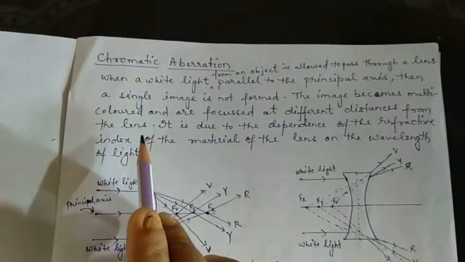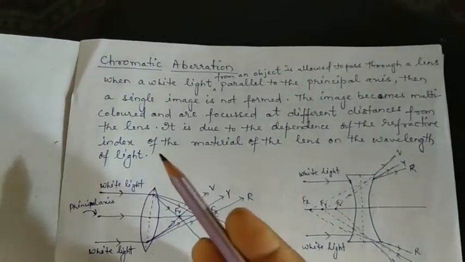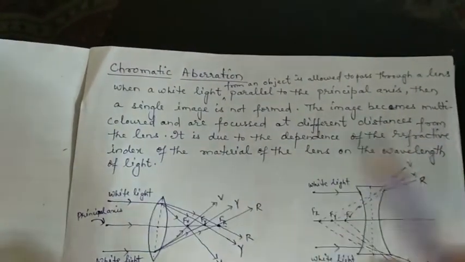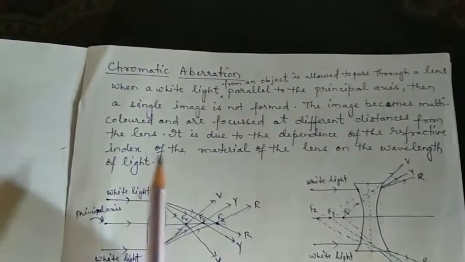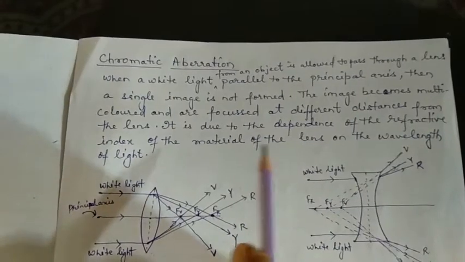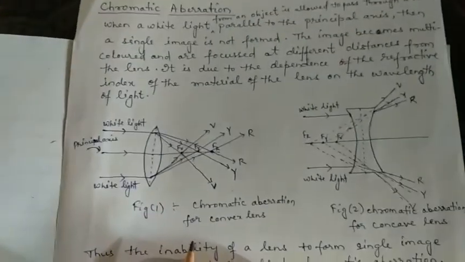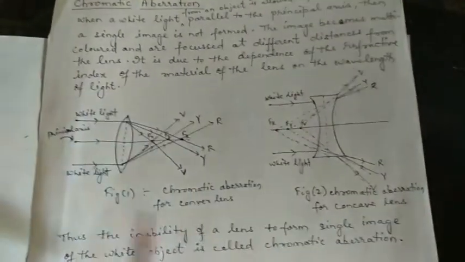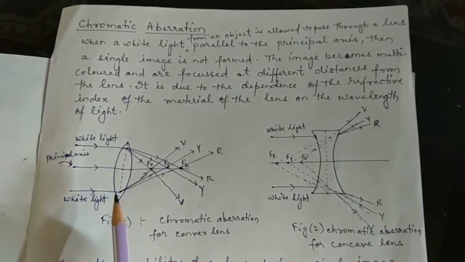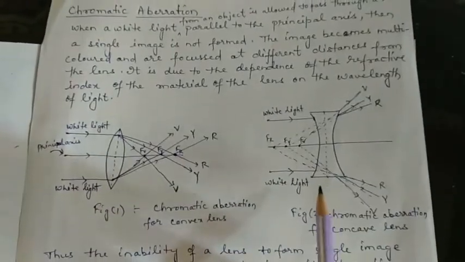As I have told earlier, chromatic aberration depends upon the light, the refractive index. So that's why we have different focal points for different colored rays. It is due to the dependence of the refractive index of the material of the lens on the wavelength of light. To explain, I have drawn two images. Here you observe the chromatic aberration in a convex lens, and here you observe the chromatic aberration in a concave lens.